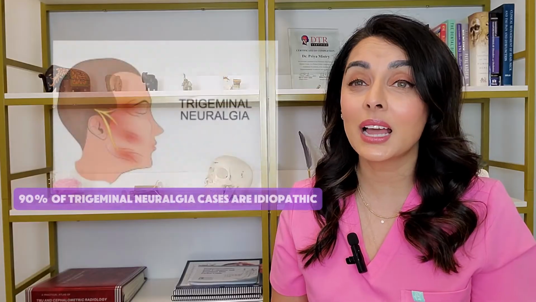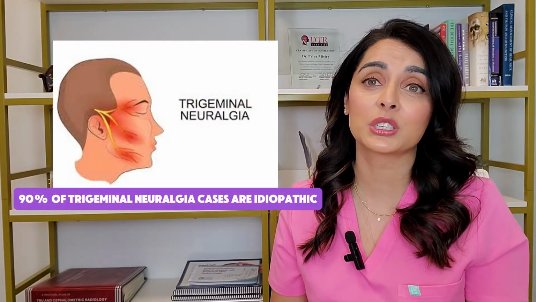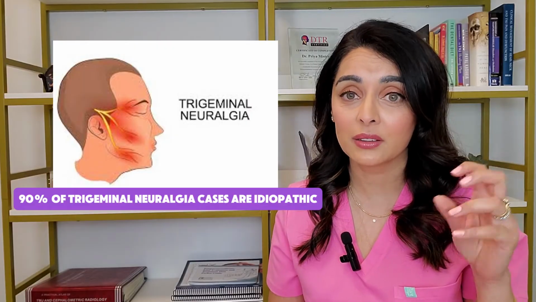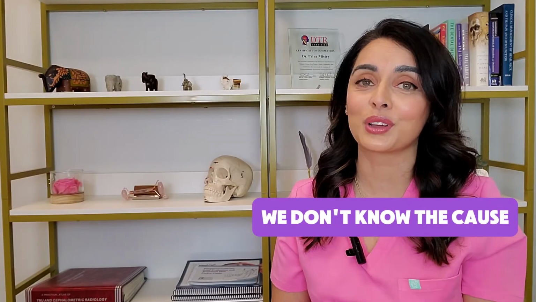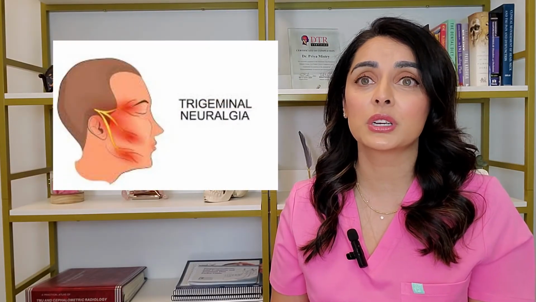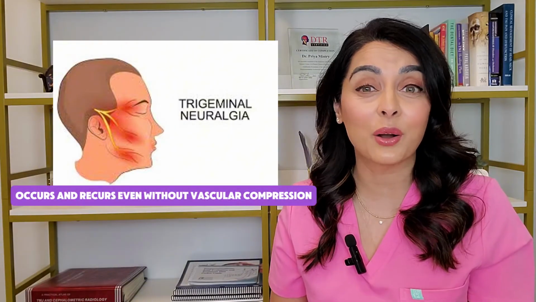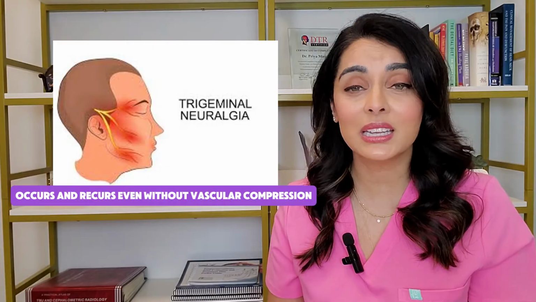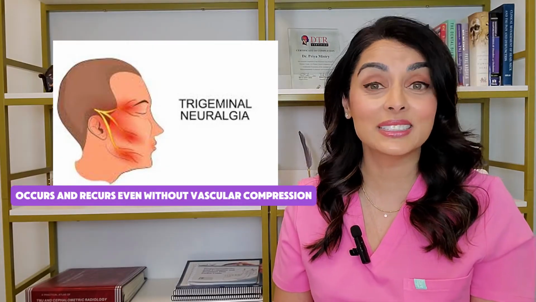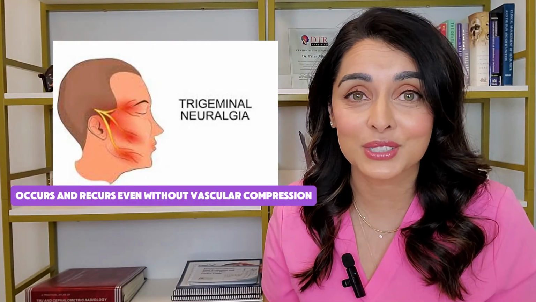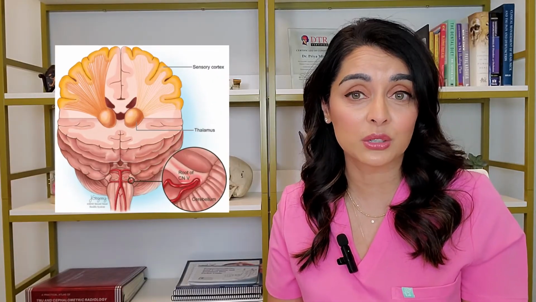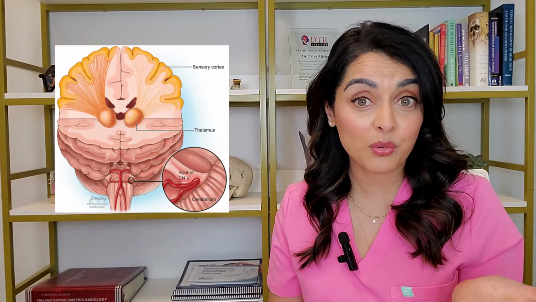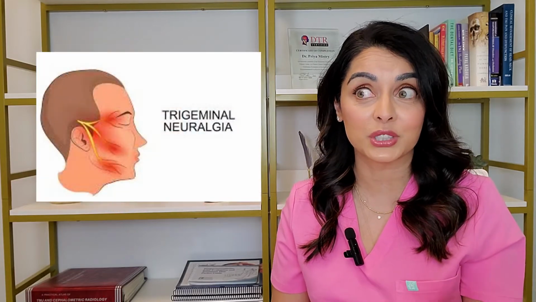compression. That means 90% of trigeminal neuralgia cases are idiopathic. Idiopathic means we don't know the cause. Also, trigeminal neuralgia occurs and recurs even without vascular compression. This means trigeminal neuralgia still happens even when the trigeminal nerve isn't compressed by a blood vessel. And 99.4% of people with neurovascular compression will not have or experience trigeminal neuralgia.